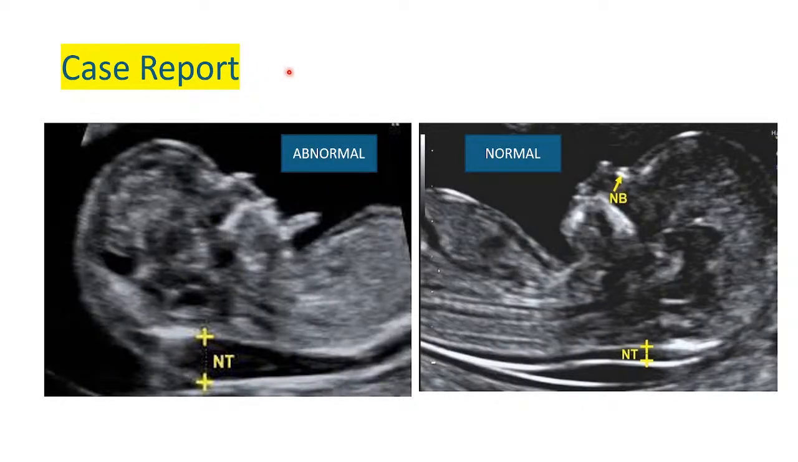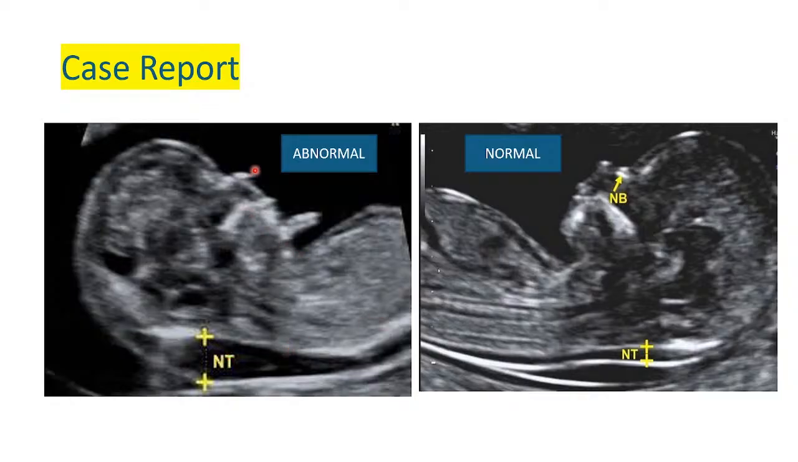Here we've got a case report. You can see the differences in terms of the normal and abnormal NT. Here is the nuchal translucency. You can see the fluid at the back of the neck, which is anechoic. This is the NT measurement there. You can see it's very much increased, more than 3 millimeters in thickness.